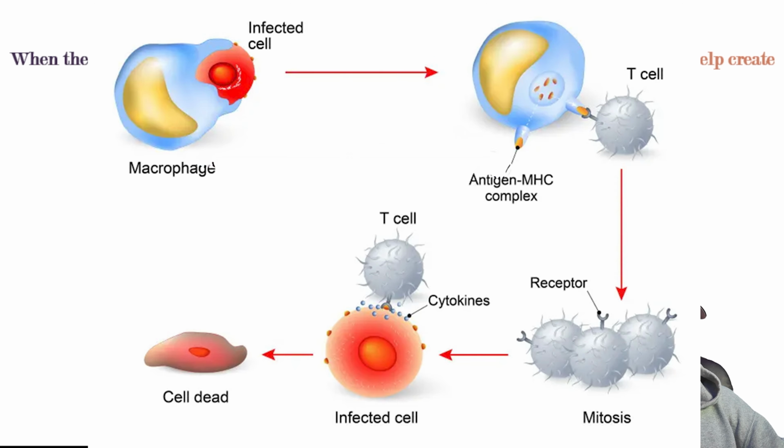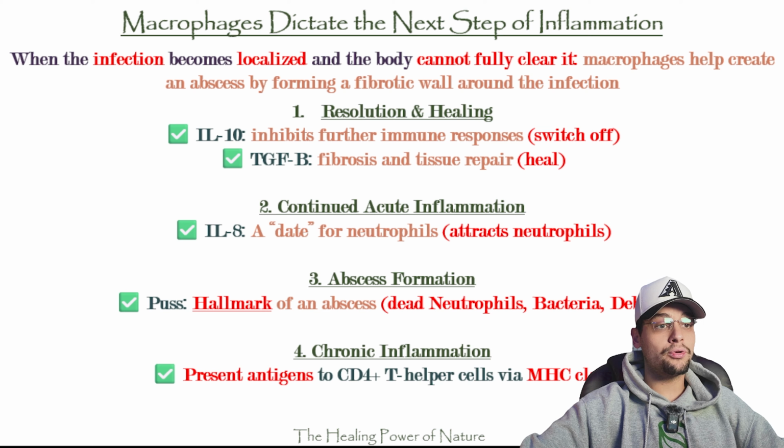Some key features of chronic inflammation. So macrophages present antigens to CD4 positive T cells via MHC II molecules. CD4 positive T cells release cytokines like interferon-gamma, which further activate macrophages and drive the chronic inflammatory response. This cycle of activation leads to tissue damage and fibrosis, often resulting in the formation of granulomas.